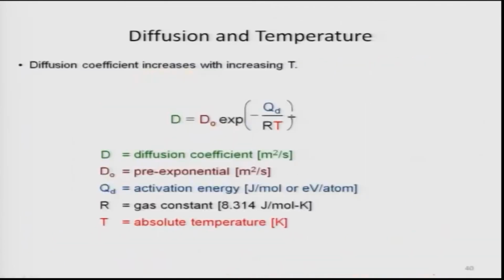So if I go to the next slide, I can write D as a constant term D0 times exponential minus Hm by RT, and that is what is written here. Hm is replaced by Qd.